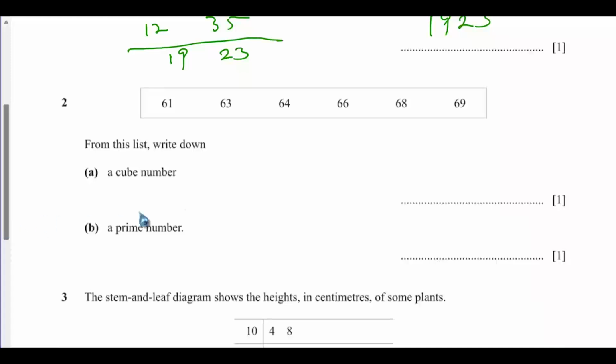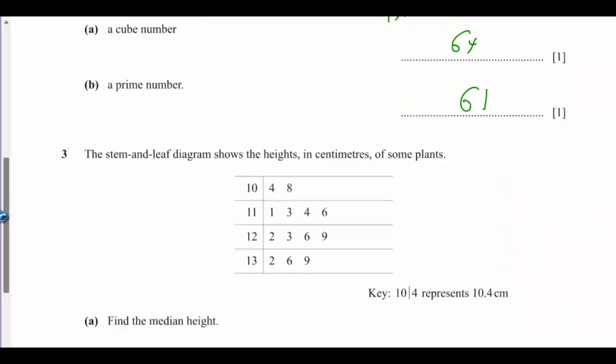From this list, write down a cube number. The cube number here is 64, as 4 by 4 by 4 gives 64. Part B, a prime number. The only prime number here is 61. To the next question, that will be question 3.